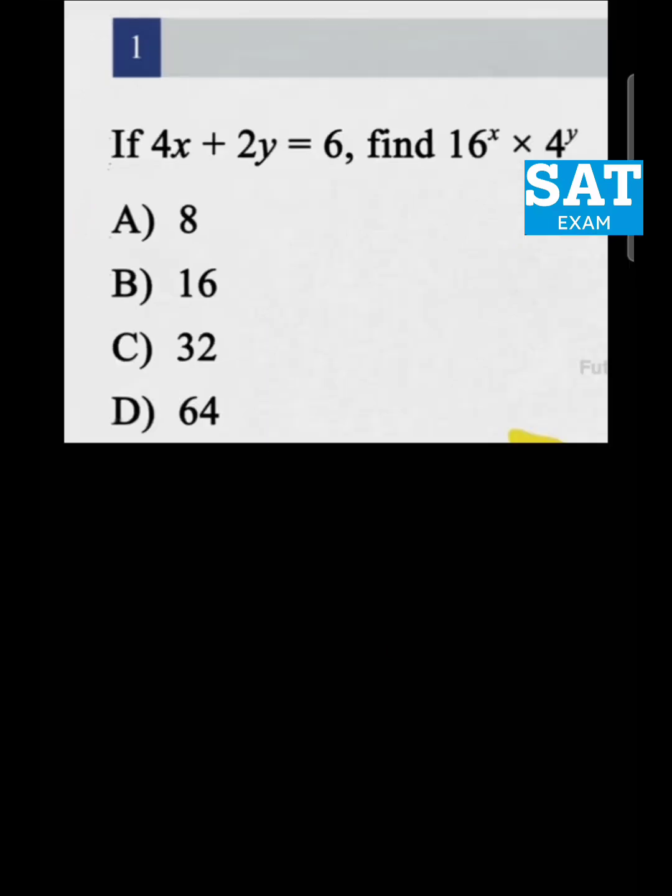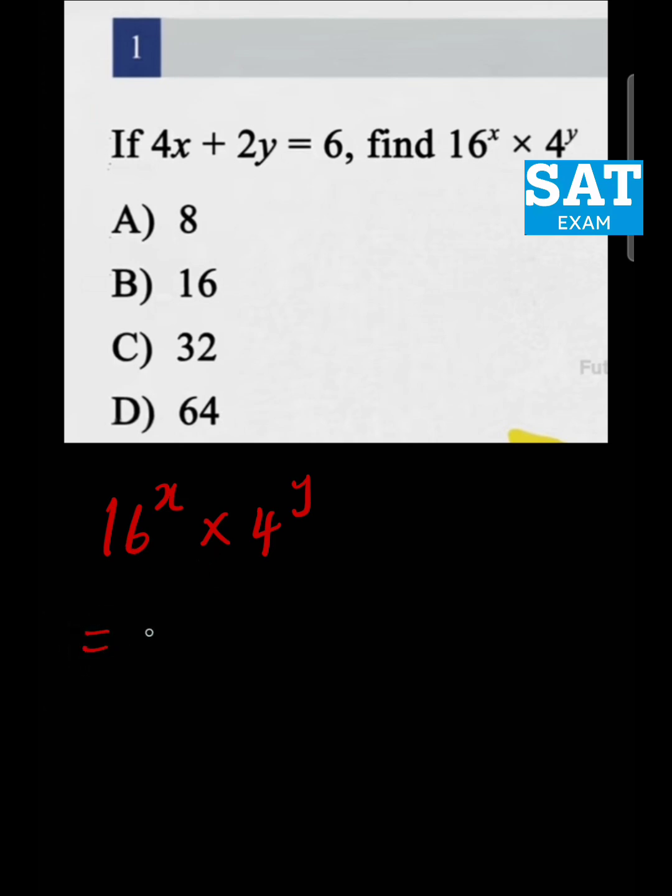If 4x plus 2y is equal to 6, then we are asked to find the value of 16 raised to the power of x multiplied by 4 raised to the power of y. Now, to simplify this from this equation, the first thing we need to do is to try to make the base the same. So here we have 16. 16 and 4 can be easily transformed into base 2.